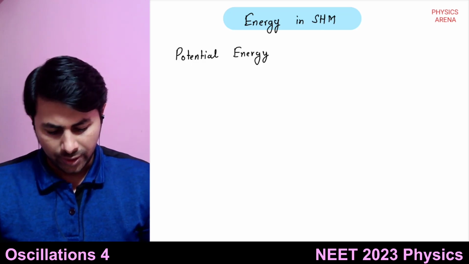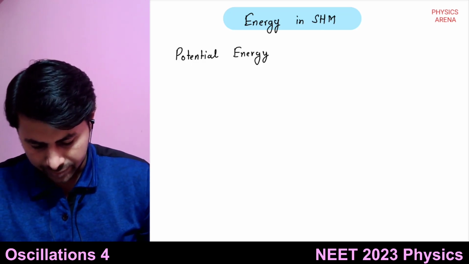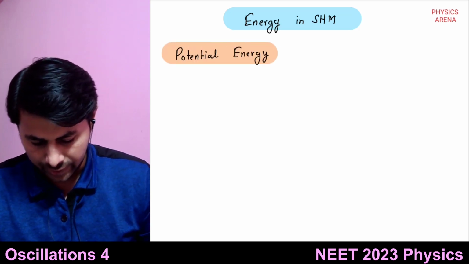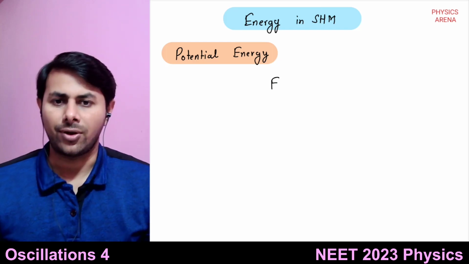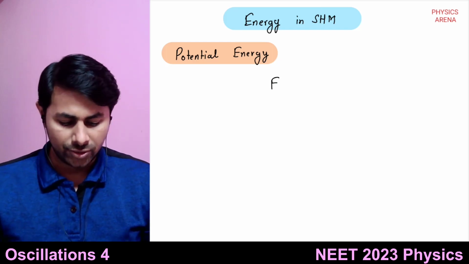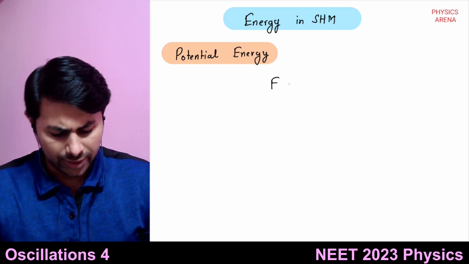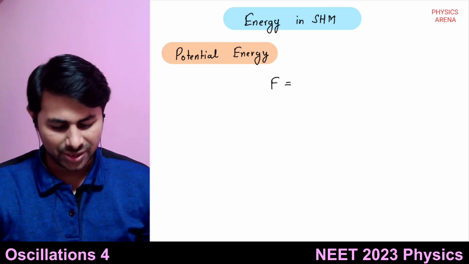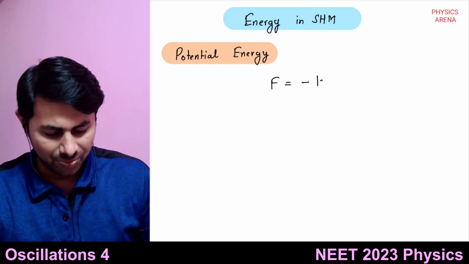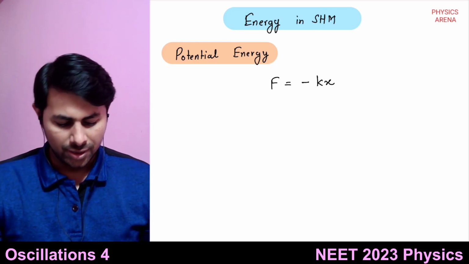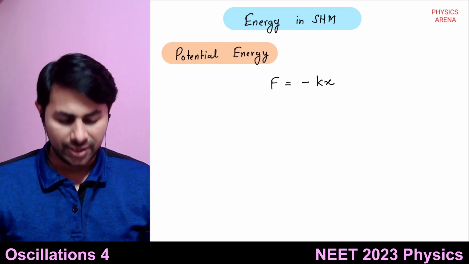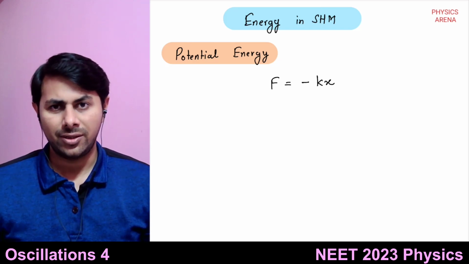Okay, so now in SHM, we know there is a force. Force is given by what? It is given by Hooke's law. So the restoring force is given by Hooke's law. It's equal to minus of k multiplied by x, the Hooke's law. Okay, so for small displacement dx, how much would be the work done?